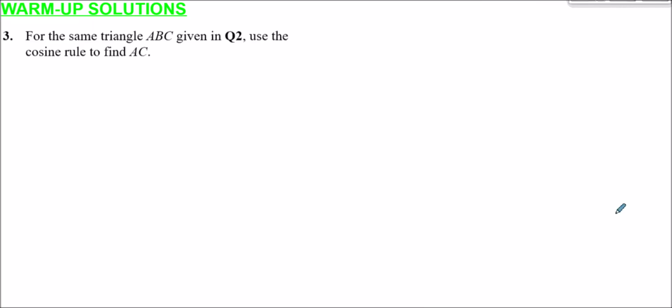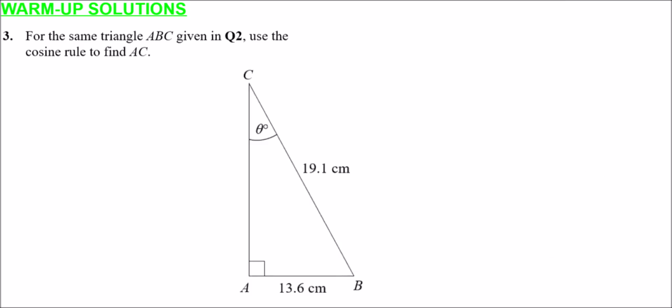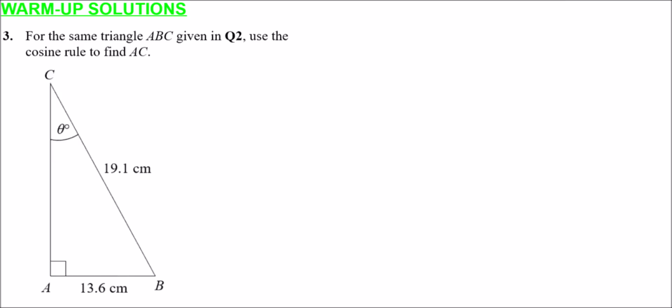Question 3, we're actually using the same triangle as question 2, but now we're going to be using the cosine rule to find the side AC. So just to remind us of the triangle from before, here it is just sliding onto the screen. And again, it might seem to you that we could have just used Pythagoras to solve this, which indeed we could, but the point being is to show that the cosine rule is just an extension of Pythagoras to fit any type of triangle, whether it be right-angled or not.